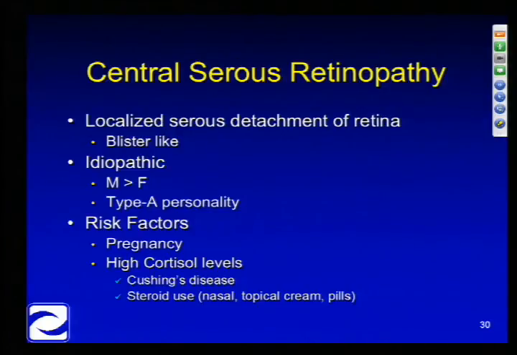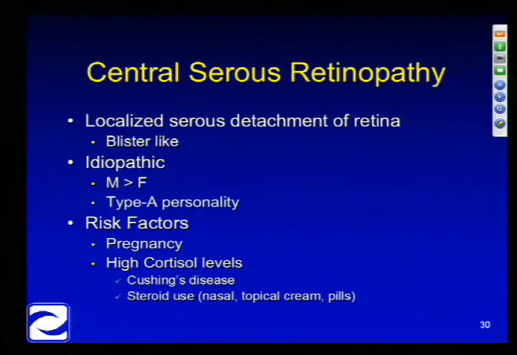Central serous retinopathy is a localized detachment of the retina. It's like a blister. Just like you get a blister on your skin, it's a blister of the retina. And it can be idiopathic, even in people that are not being treated with corticosteroids. In idiopathic cases, it's much more common in men than females, and it's linked with being type A personalities. And people that are under a lot of stress are sometimes more prone to getting central serous retinopathy. This causes blurring and waviness of the vision.